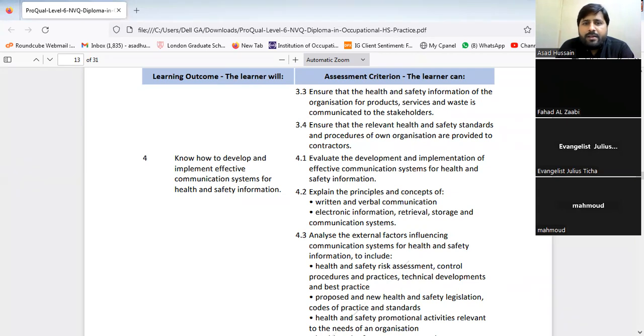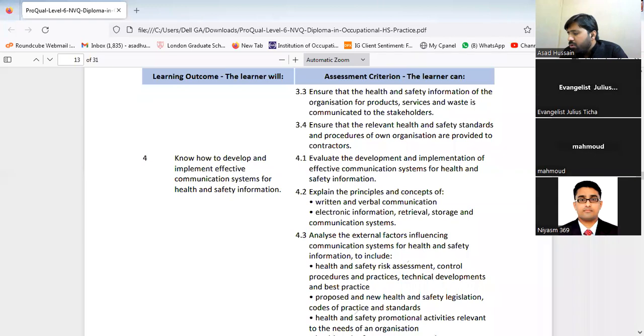Okay. In 3.3, ensure that the health and safety information of the organization for products, services, and waste is communicated to the stakeholders. It is saying the same as what we have discussed before. So how can you let them know, through emails, through meeting minutes, through training sessions, what type of waste you have in your organization or what products and services are there. You can explain them through emails, meeting minutes and training sessions.